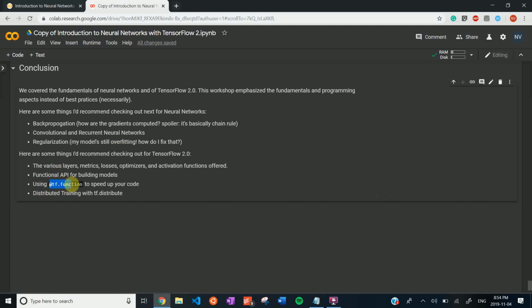There is something called tf function. If you create a function with a bunch of TensorFlow operations, there's a decorator in Python called tf function that'll speed up your code dramatically. I did not cover that today because it's not necessary for a beginner workshop. But if you really want fast training and fast inference, this is what you've got to use. And finally, distributed training. If you want to do multiple GPUs, multiple devices, that's the way to go.